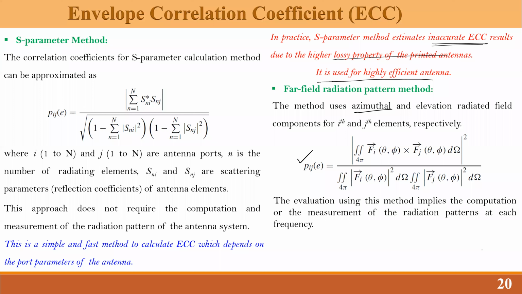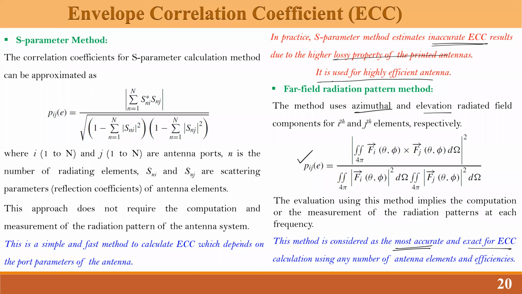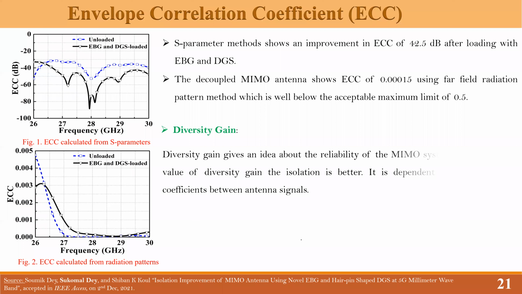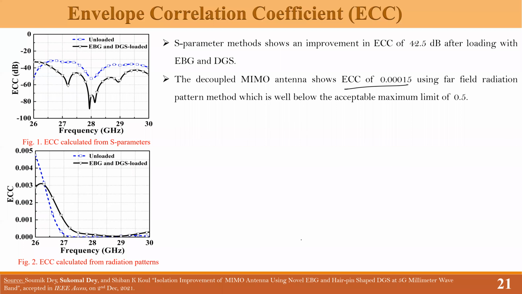After that, the technique is known to you. Then we did the same thing for the ECC. We calculated the ECC from the measurement, and for this particular case it is 0.00015. That is a very good number. And once your ECC is known, the next parameter is the diversity gain. I told you that diversity gain plays a very important role whenever you are talking about MIMO communications.